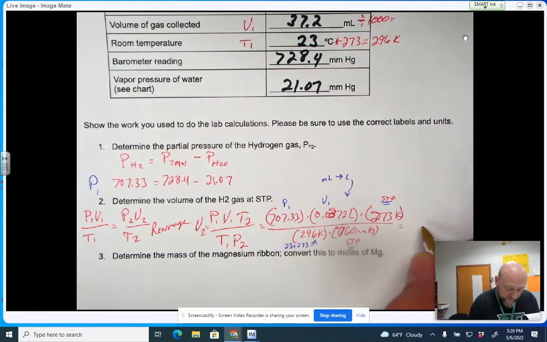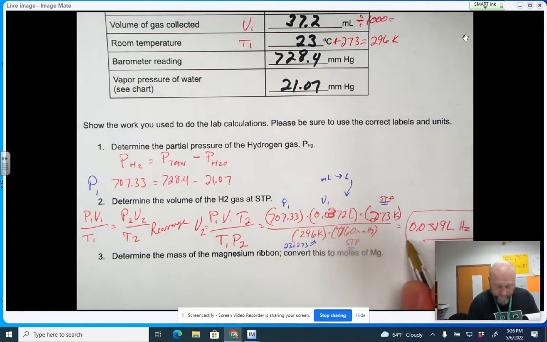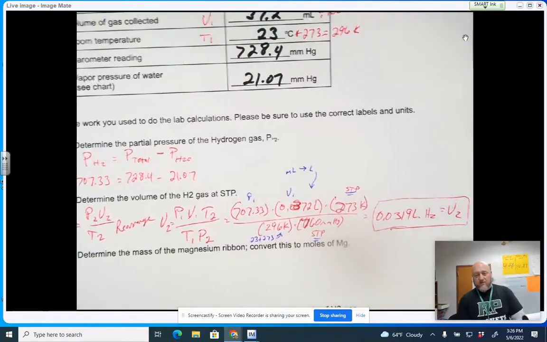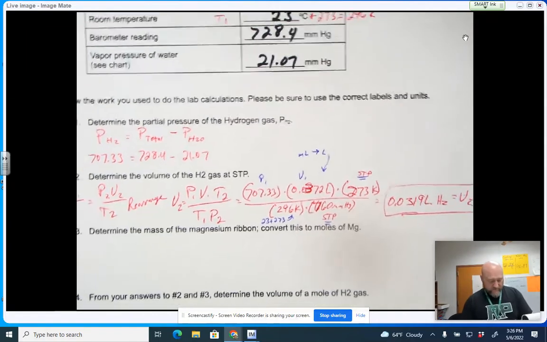When we do this math, we end up with 0.0319 liters of hydrogen, and that is our final volume. Okay, that we're going to need for the final volume. We're going to see that again here in just a few moments.